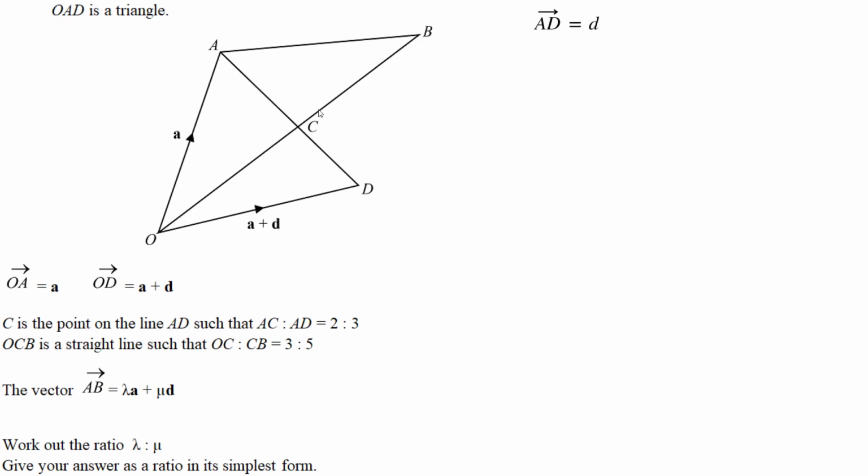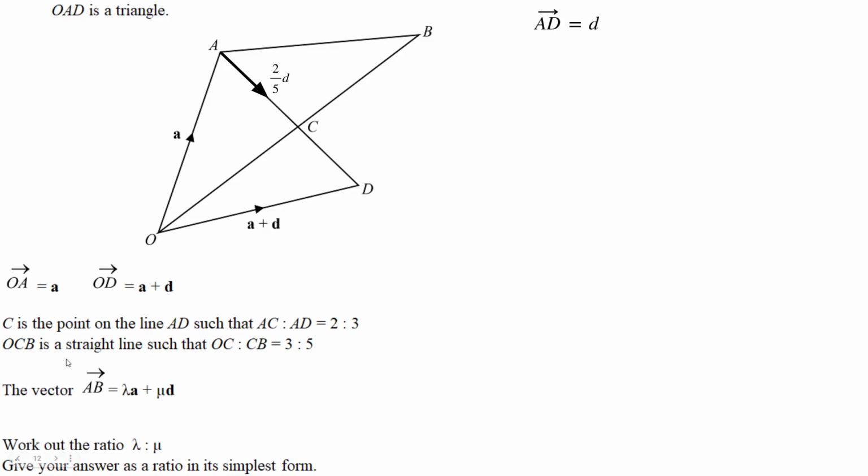Okay, so we can say that AD is minus A plus D. And we can say that AC is 2/5 of D, because we know that AD is D. So 2/5 of D gets us from A to C.